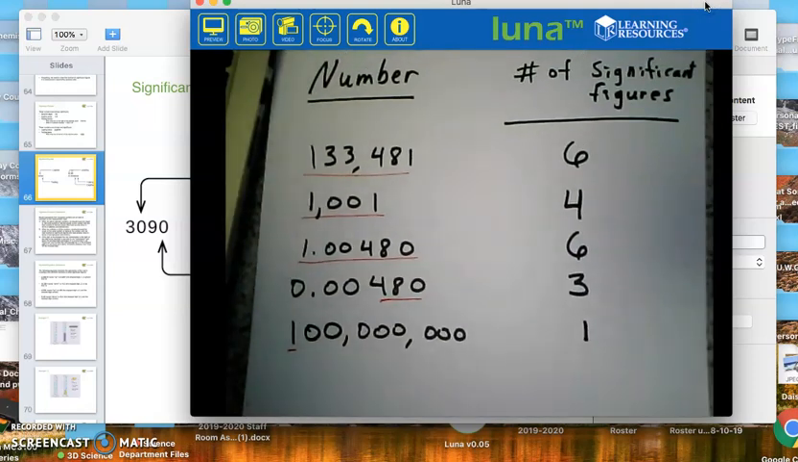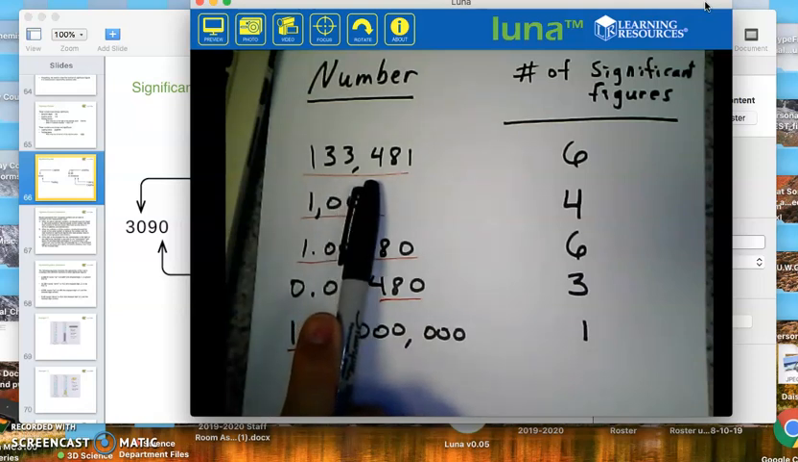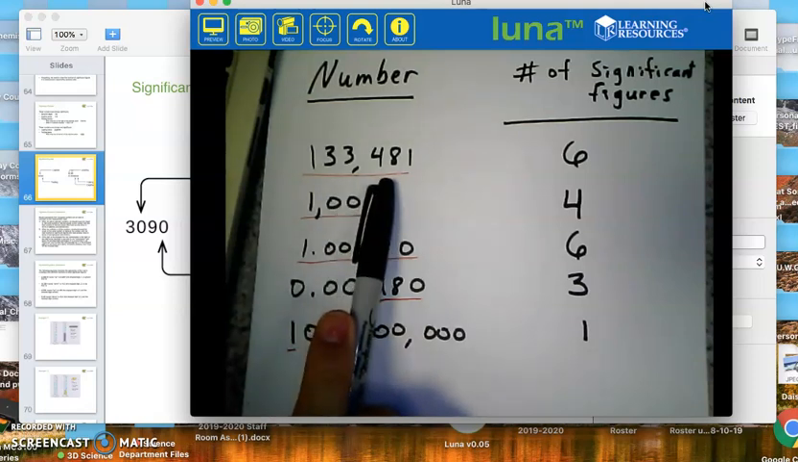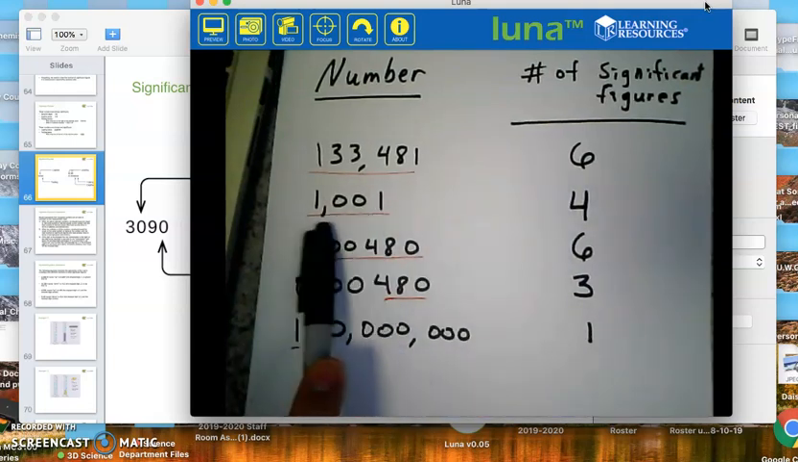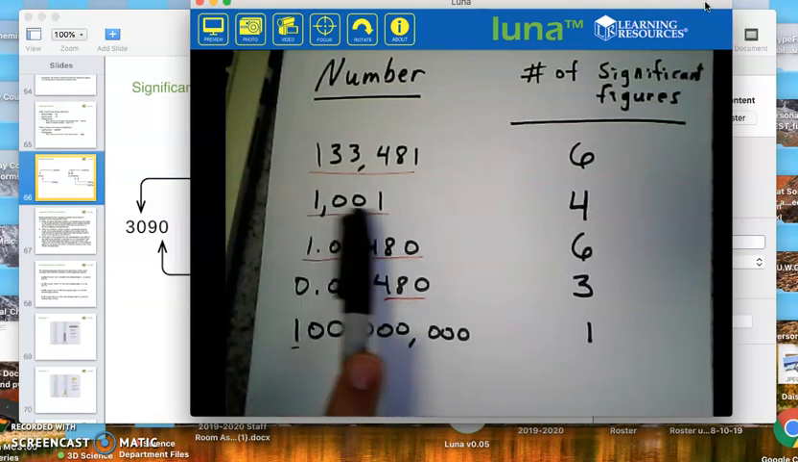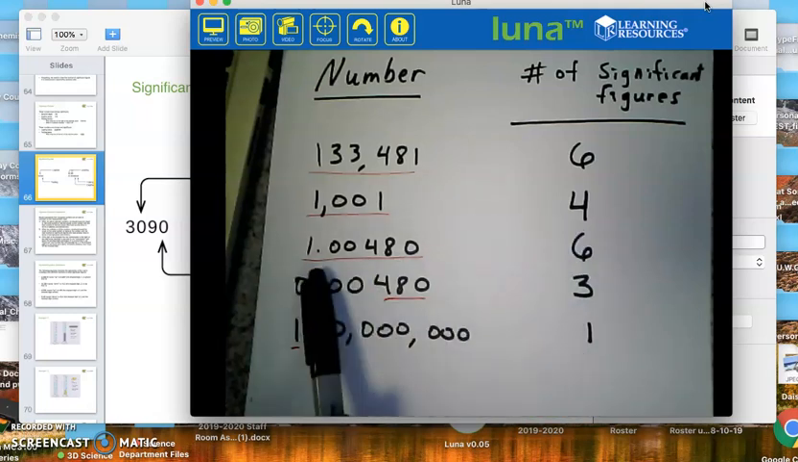So here's an example. Here we have 6 non-zero digits, so we have 6 significant figures. Here we have 4 digits. We have 2 zeros that are sandwiched between 2 non-zero digits, so they're all significant. So we have 4 significant figures here.